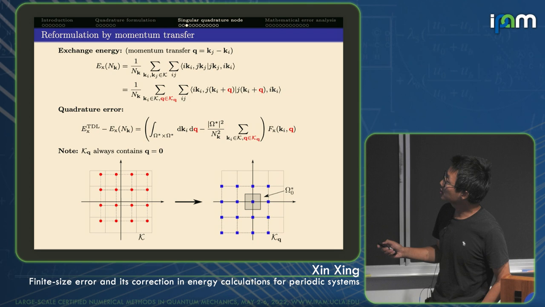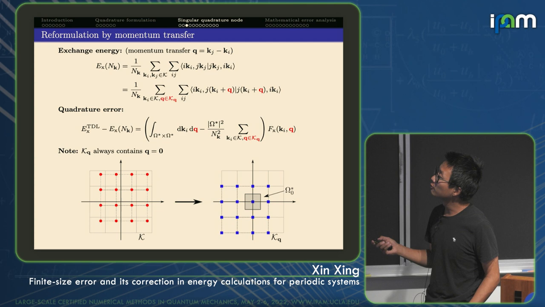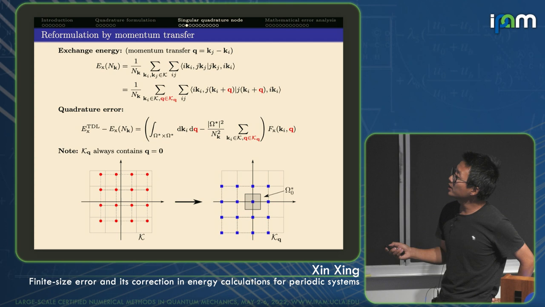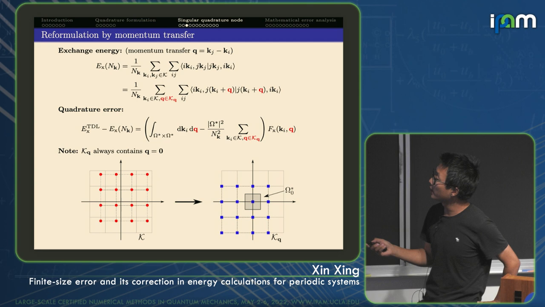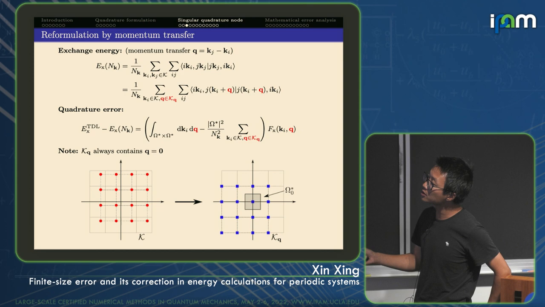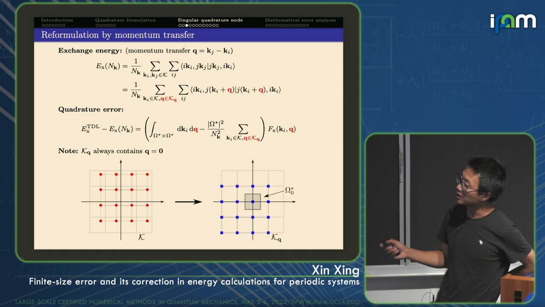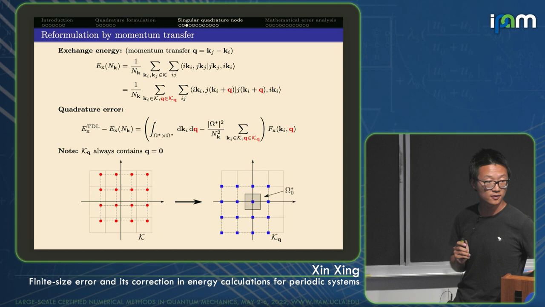We first introduce a simple change of variables by replacing kj by ki plus q. So q here is commonly referred to as the momentum transfer of this ERI term, ki, ijji. So with this change of variable, this momentum transfer vector q is equivalently sampled on another uniform mesh, capital KQ. Capital KQ is of the same size as your original uniform mesh, capital K, but meanwhile, it always contains q equals zero. This is because you sample both Ki and Kj on the same mesh. So when Ki equals Kj, you get this zero momentum transfer point, q equals zero.